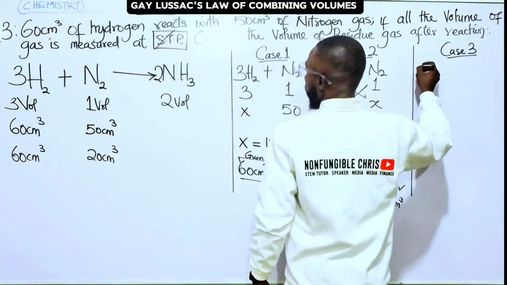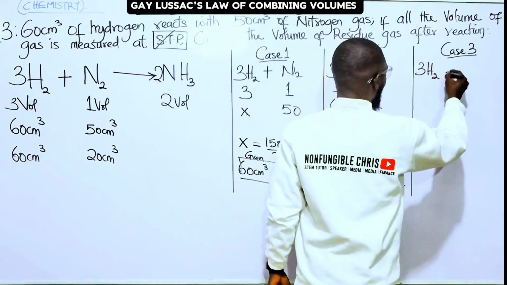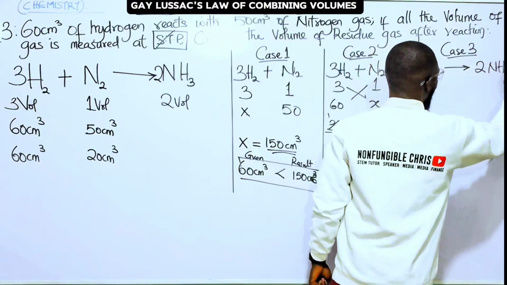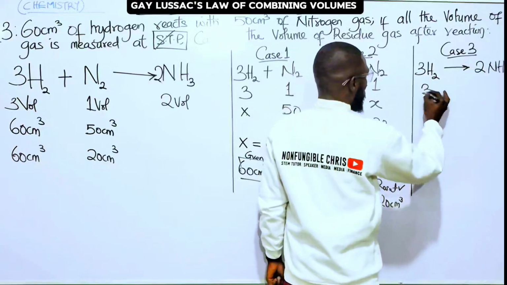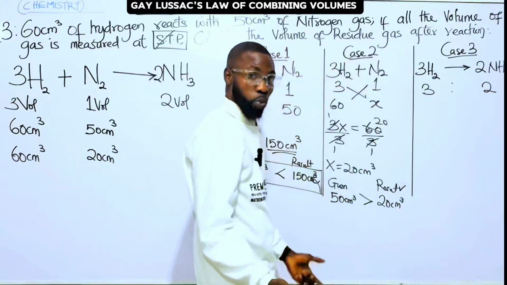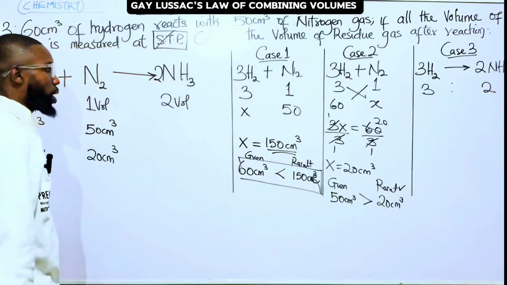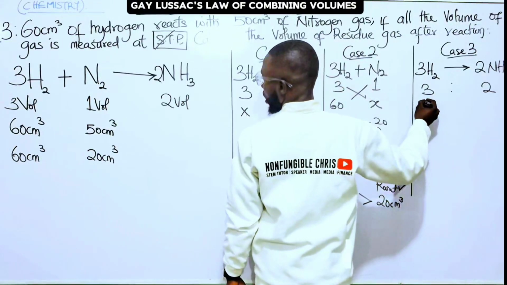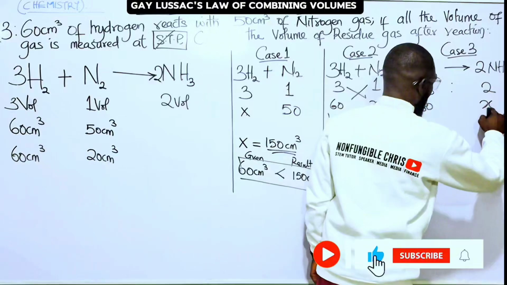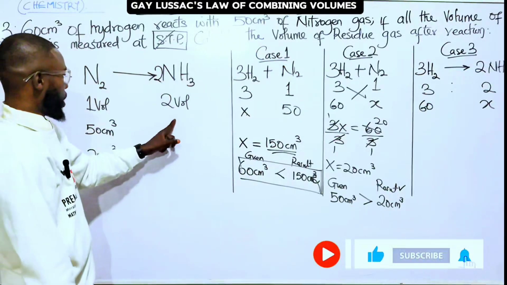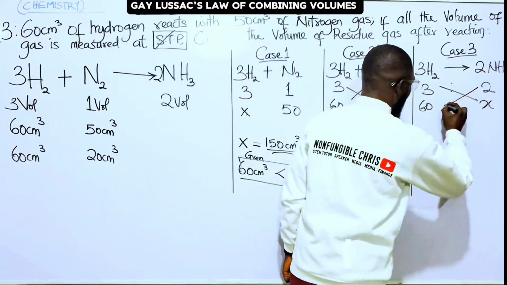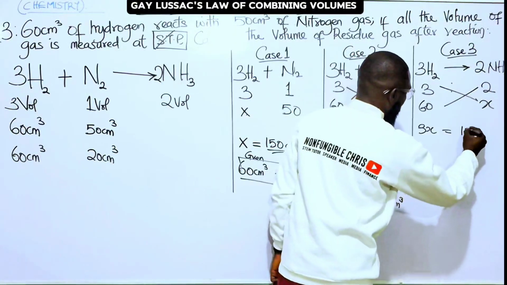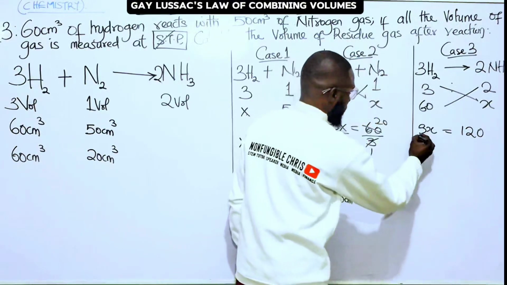So here we have 3H2 and the result of 2NH3. So this is 3 volumes, this is 2. That's why we cannot assume; we have to work it out. Let's put 60 here, and x for the ammonia, since we're looking for that value. If we cross multiply, we're going to have 3x equal to 60 times 2, that's 120.